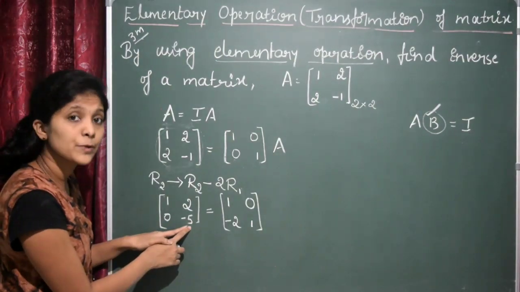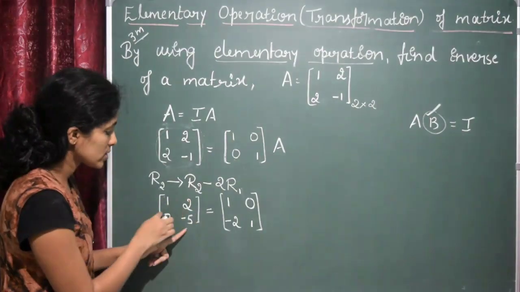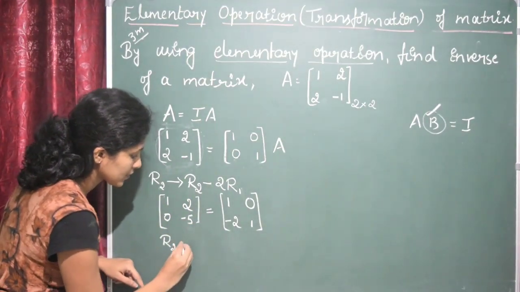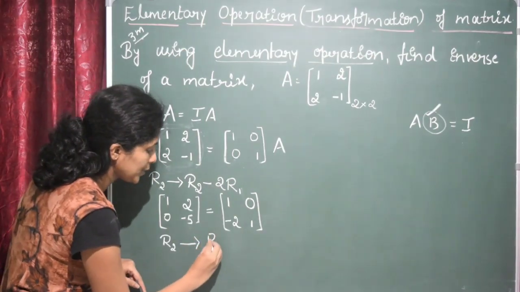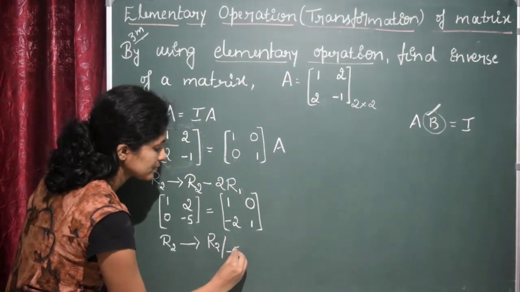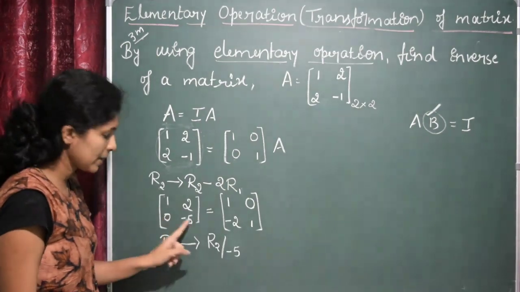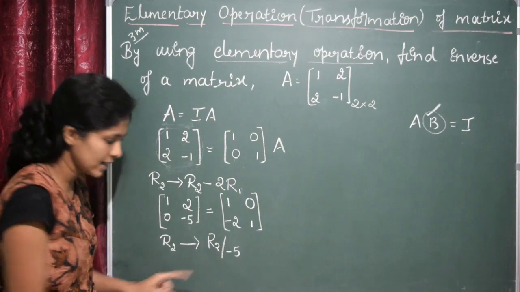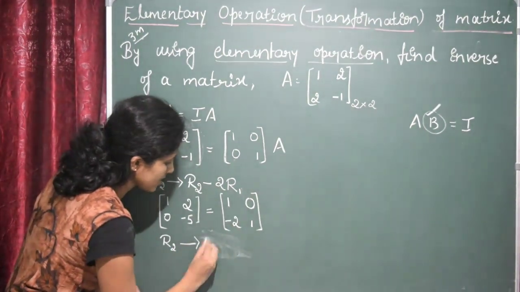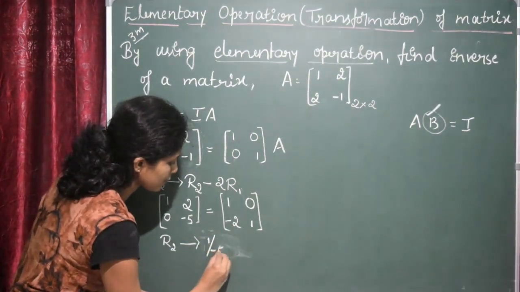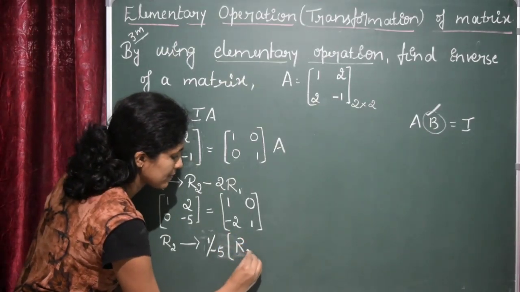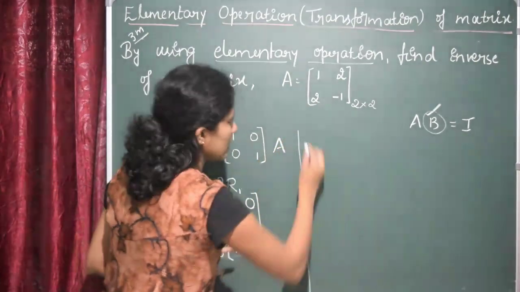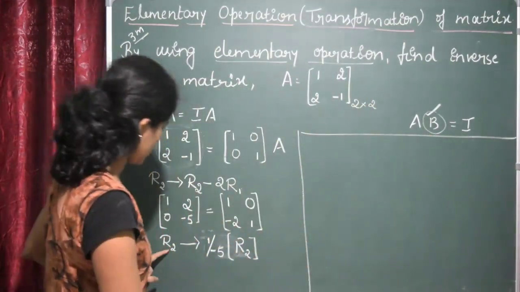Right? But we need it in the form of 1 0, 0 and 1. So what can I do? I can write R2 changes to R2 divided by minus 5. Right? If you divide by minus 5, this will be equal to 1, or you can write 1 by minus 5 into R2. Is it clear? Now we'll change the row R2.